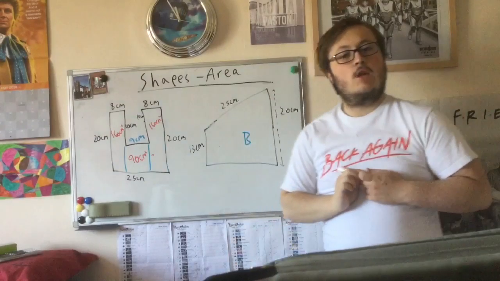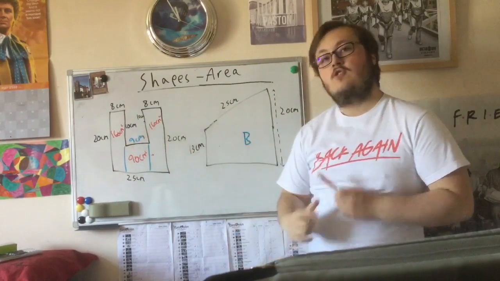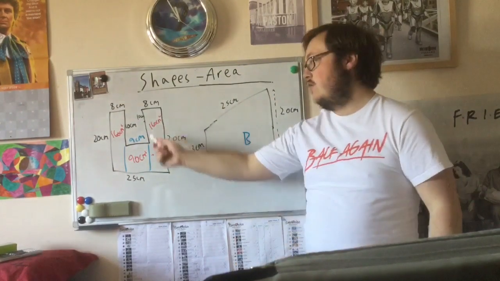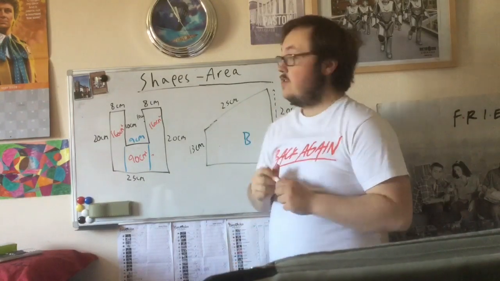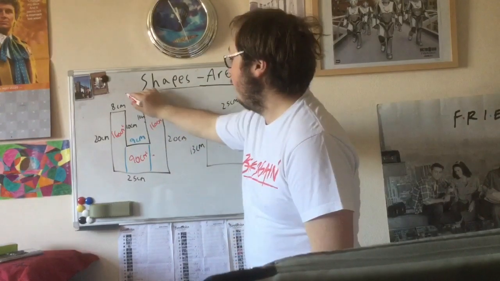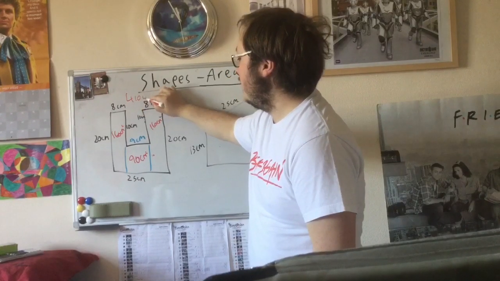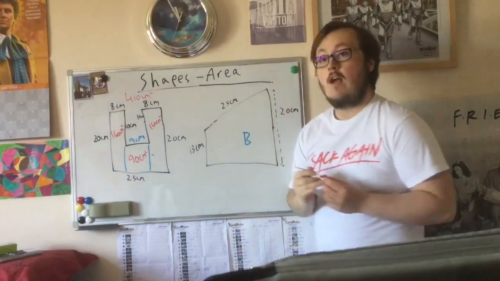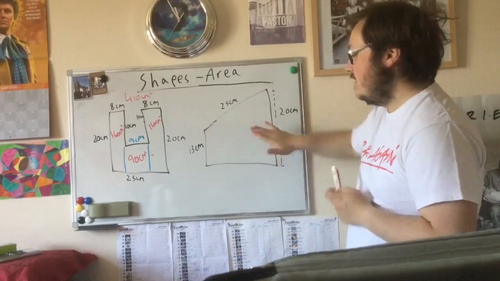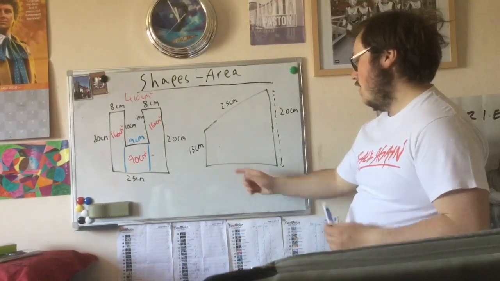So what is the overall area of this compound shape? 160 and 160 gets you 320. Add 90 gets you a total area of 410 centimetres squared. Now let's work out the area of B. First, let's find our missing sides.